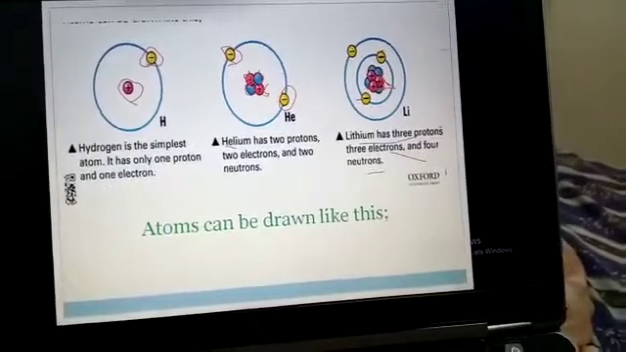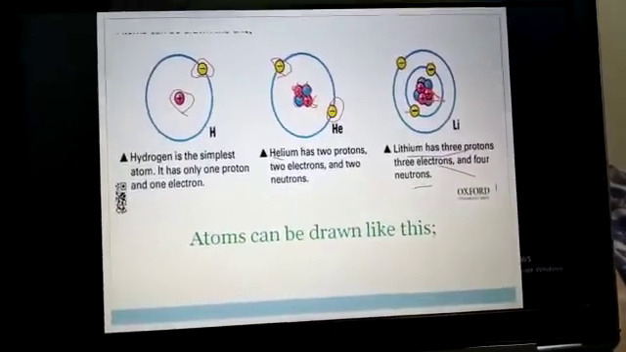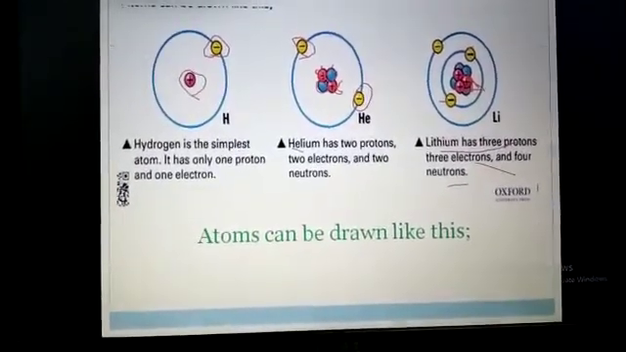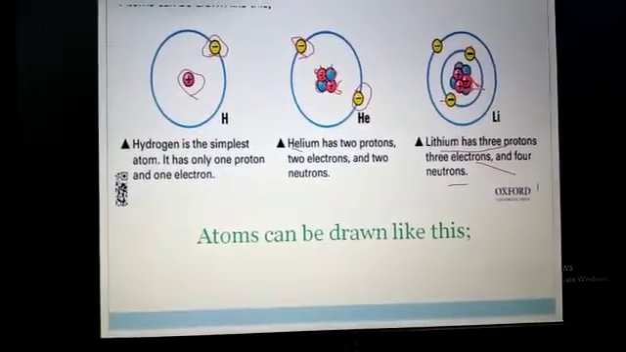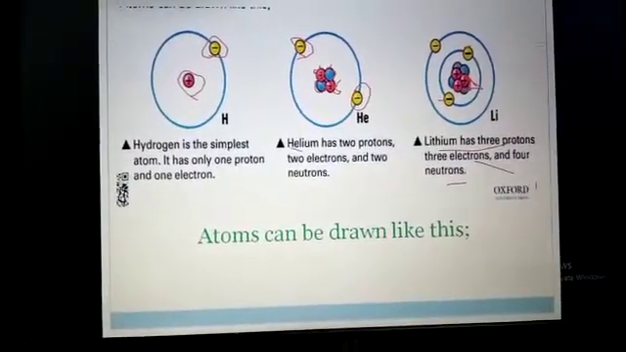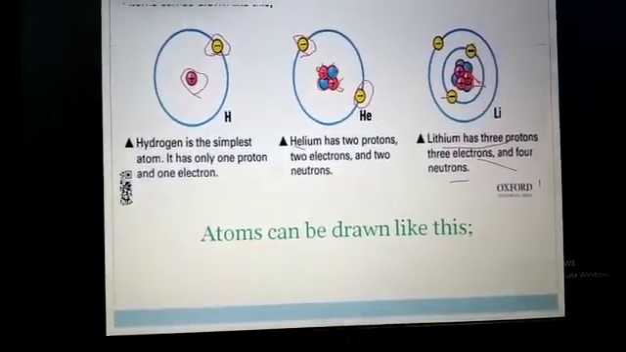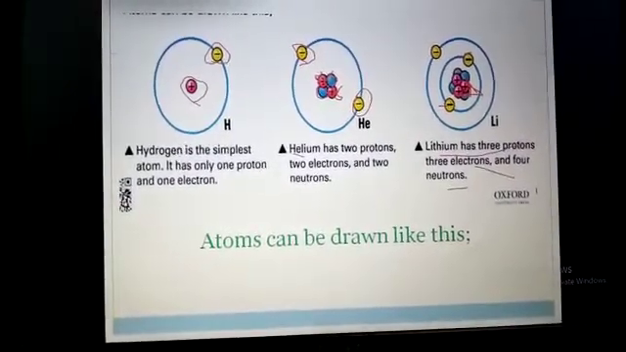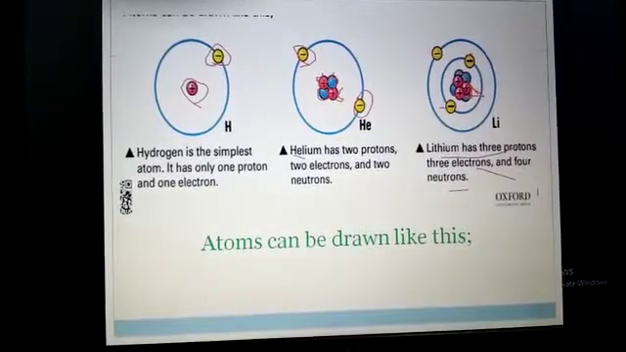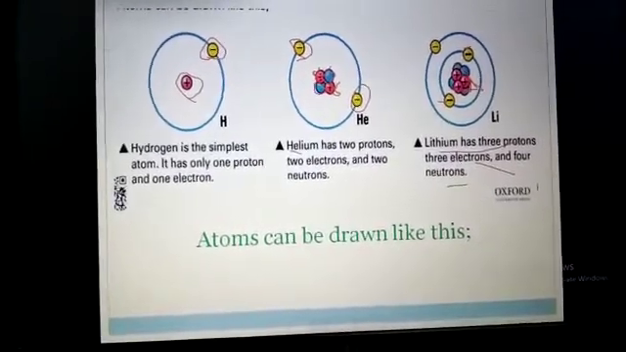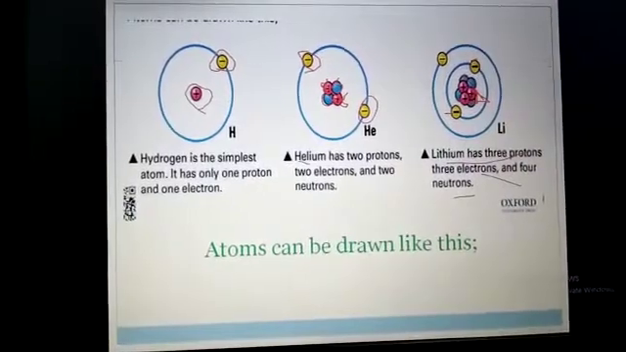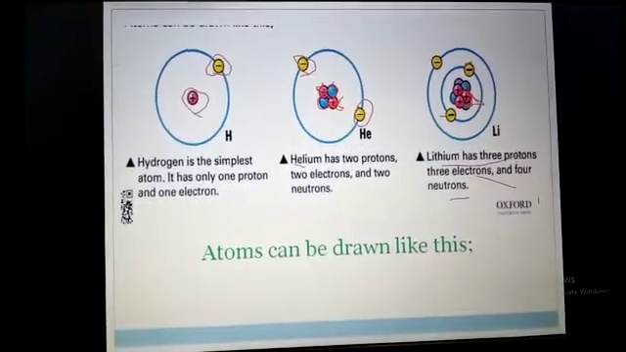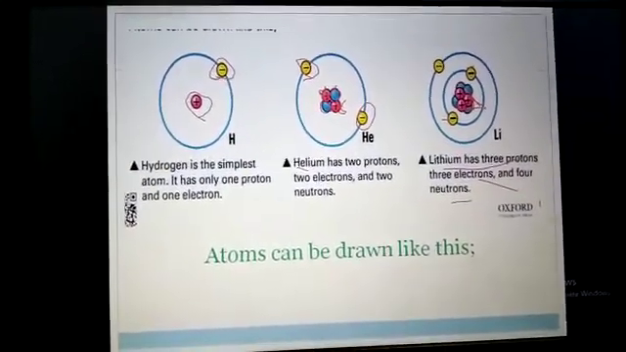Next, lithium. Lithium has 3 protons, 3 electrons and 4 neutrons. Why 4 neutrons? Because in the previous slide we discussed that the number of neutrons may vary from one element to another. So in this lithium element, there are 3 protons with positive charge 1, 2 and 3, 3 electrons with negative charge 1, 2 and 3, and 4 neutrons 1, 2, 3 and 4. These 4 neutrons are present in lithium.